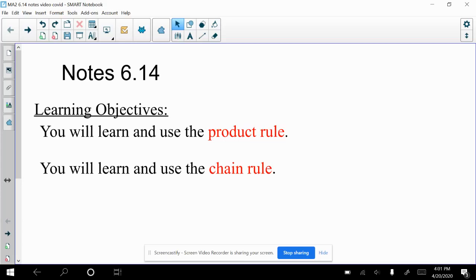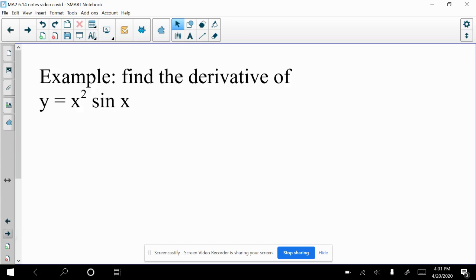Okay, note 6.14, and you are going to learn two more rules for finding derivatives quickly that are very useful. The first one's called the product rule, and the second one is called the chain rule. So the product rule is when you want to find the derivative of two functions that are multiplied together, that you could separately find the derivatives of each of them, but altogether we don't have a nice rule where we could find the derivative yet. So here would be an example.